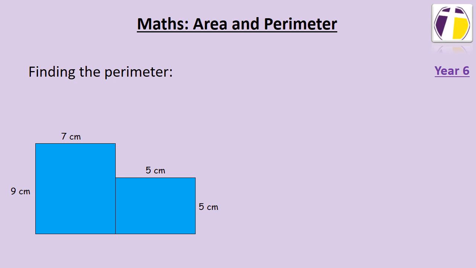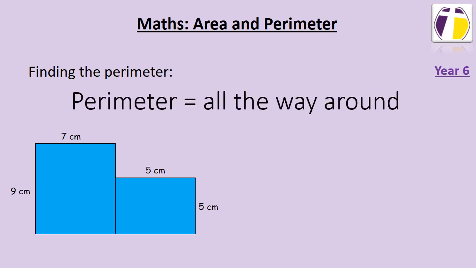To start with, we can see we've got 2 missing lengths, and we need these to be able to find the perimeter. If we take the horizontal length first, we can see that that long horizontal line is made up of the 2 smaller lines, which we already have the lengths for, 7 centimetres and 5 centimetres. Therefore, we can add that together to come up with our perimeter for our longer edge, which is 12 centimetres.